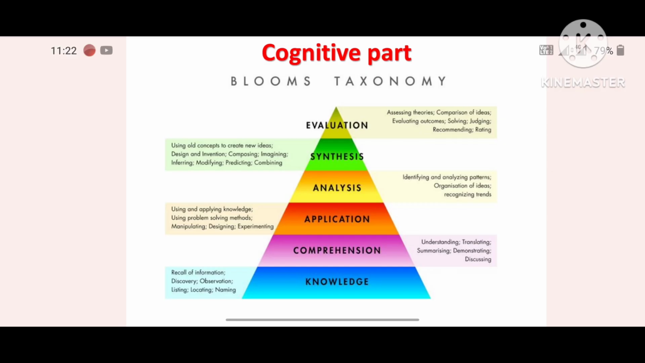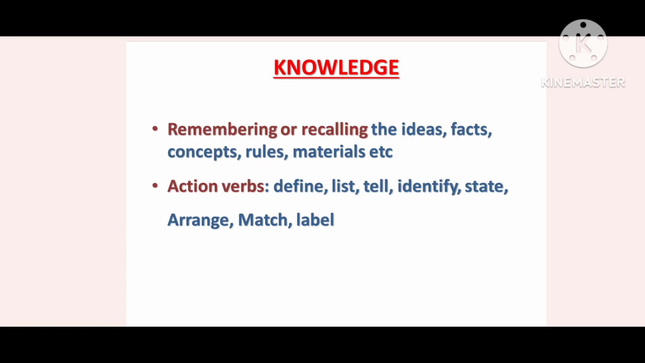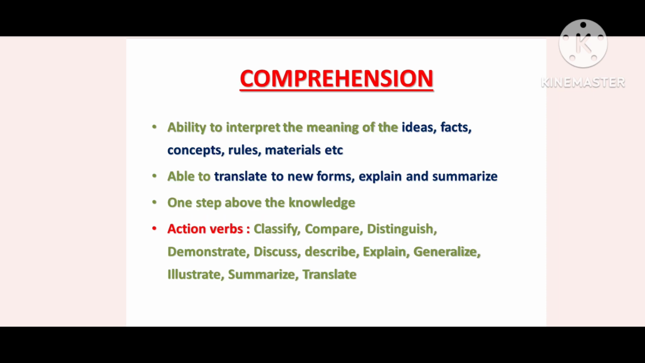Coming to the components of the cognitive domain, first we are going to see knowledge. What is knowledge? It is remembering and recalling the ideas, facts, concepts we have learned, and also rules, materials, etc. The action verbs we can use are define, list, tell, identify, state, arrange, match, label, etc.